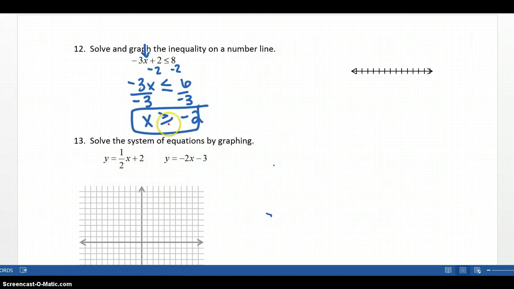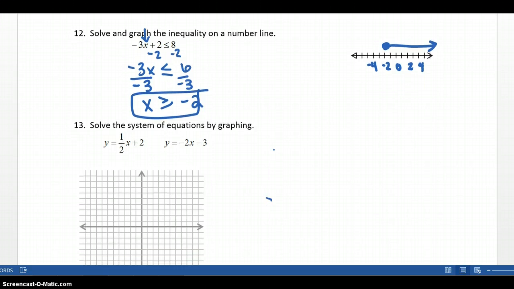Now remember that since we have this bar underneath it, we're going to have a closed dot. So I'm going to start over here. We have negative 4, negative 2, 0, 2, and 4. I do a closed dot over negative 2, and since x is greater than that, we want our values that are greater than negative 2. So 0 is greater than negative 2, 4 is greater than negative 2, and so on.